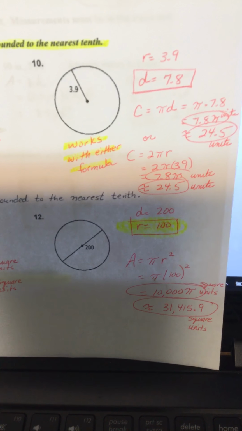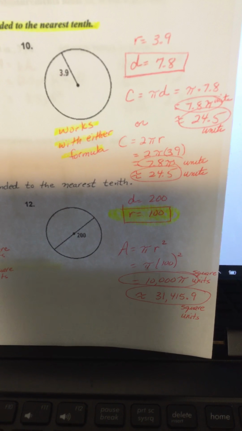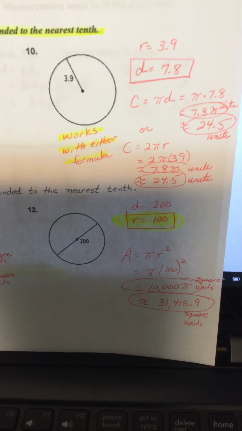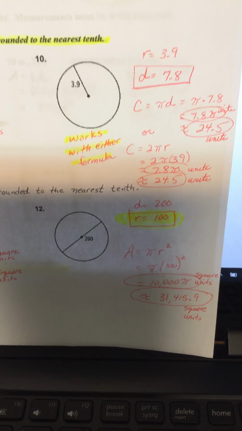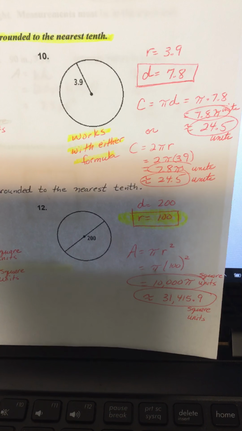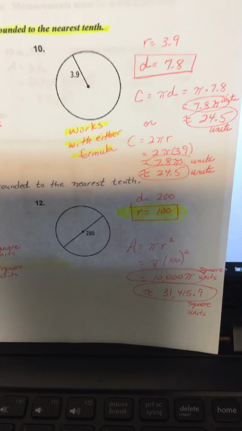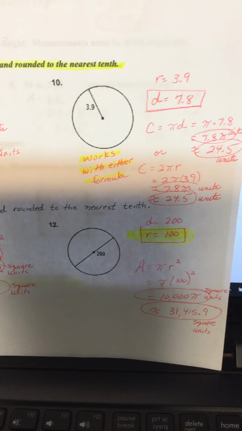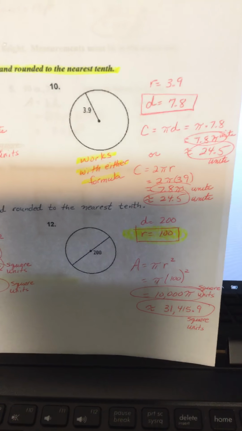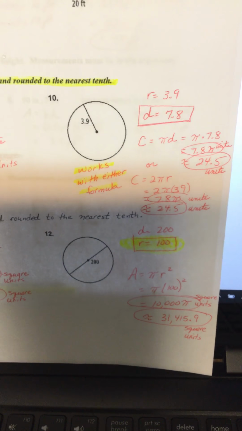For this problem, you're still finding area, but they gave us diameter, so I still have to think, well, I need radius for the formula. So the radius is 100. When you put that in and square it, you get 10,000 pi as your simple pi answer. When you multiply that out, you get 31,415.9 square units. And I did notice that these were not good questions that didn't have dimensions on those, but your questions on your quiz might say 200 inches or 200 miles or whatever, so make sure you're putting your dimensions on the answers.